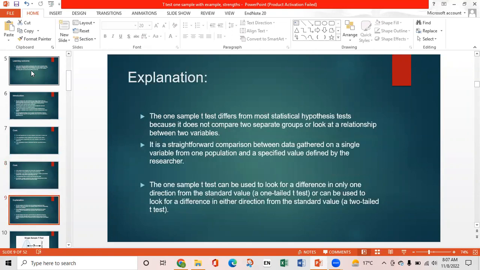The one sample t-test differs from most statistical hypothesis tests because it does not compare two separate groups or look at the relationship between two variables. It is a straightforward comparison between data gathered on a single variable from one population and a specified value defined by the researcher. The one sample t-test can be used to look for a difference in only one direction from the standard value, a one-tailed t-test, or in either direction from the standard value, that is a two-tailed t-test.